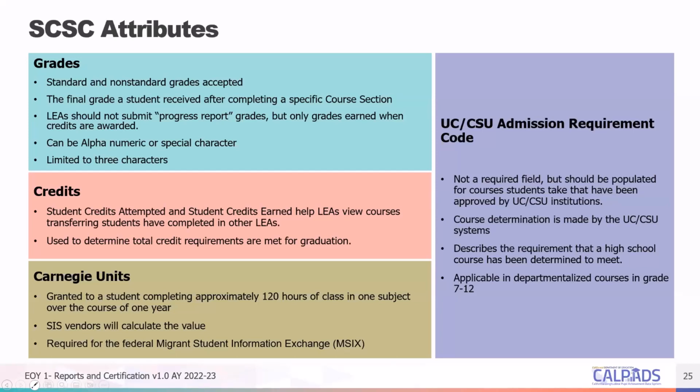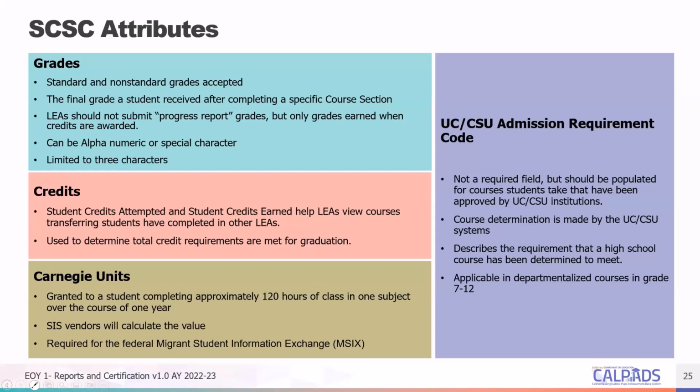With regards to grades, these should be populated with the final grade that a student received after completing a specific course section and are only required for departmentalized courses for students in grades 7 through 12. LEAs should not submit progress report grades, but only grades earned when credits are awarded. Credits are required for grades 9 through 12. LEAs may submit course completion data either after the completion of an official grading period in which credits are awarded, or at the end of the year when students have completed all courses for the school year.